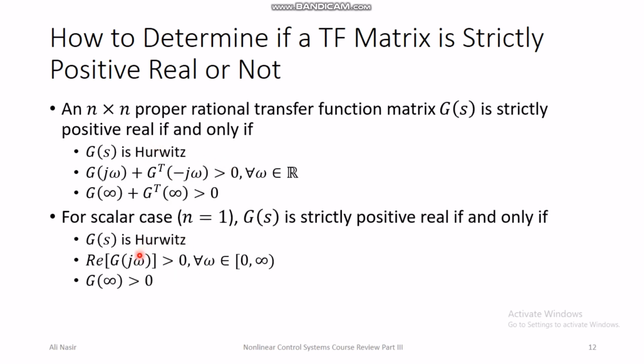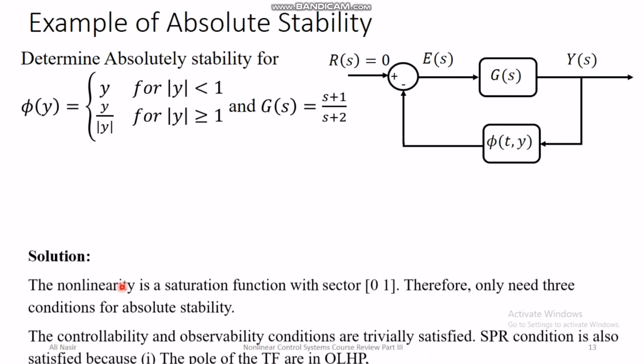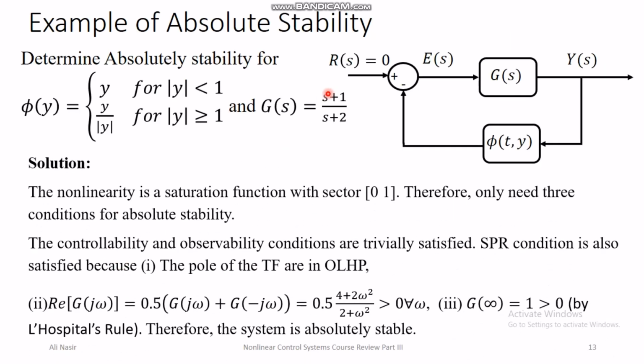For the scalar case, you just have to find the poles. They have to be in the open left half plane, the real part has to be positive, and the limit as it approaches infinity has to be positive. Similarly, we looked at an example where we have this LTI system and this saturation nonlinearity. We verified all the conditions and we concluded that in the presence of the sector nonlinearity, the system is still absolutely stable.